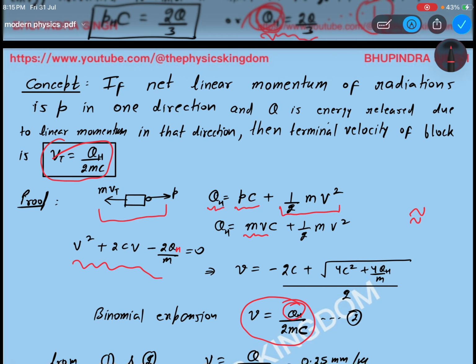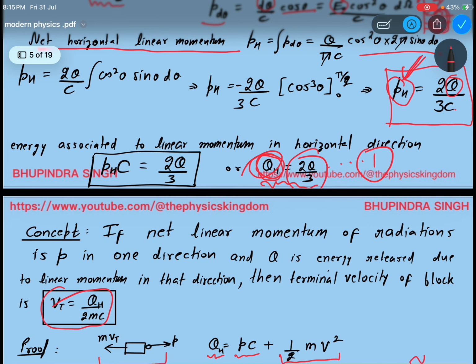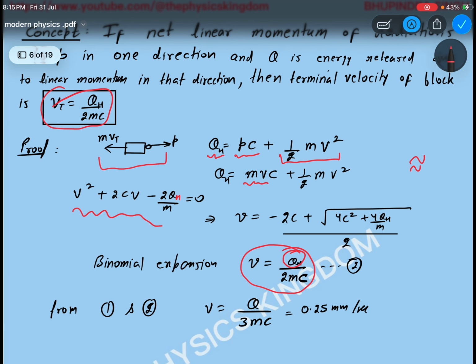Now this QH you can write in terms of the total energy emitted. So here I am writing it. Then from 1 and 2 I am getting V as Q by 3mc. Putting in the total energy mc and the values, I will get 0.25 millimeter per second. So like this we are getting the correct answer.